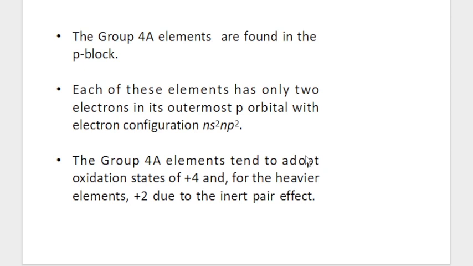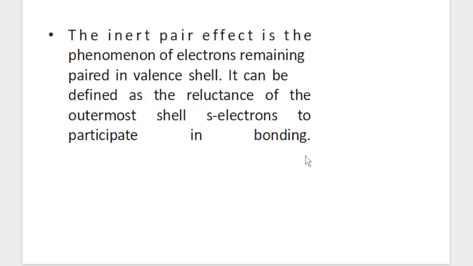The group 4 elements are found in the p block, which means that tin and lead would have their electronic configuration ending with p. Each of these elements has only 2 electrons in its outermost p orbital, with electronic configuration of ns2 np2. The group 4A elements tend to adopt oxidation states of +4, and for the heavier elements +2. So once the elements are heavier, they have +2, but for the lighter elements, they basically have +4. With that said, we move on.